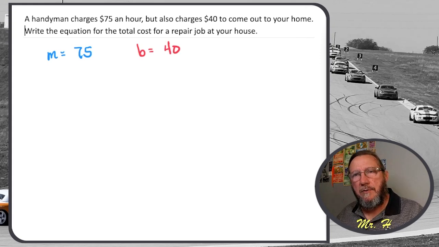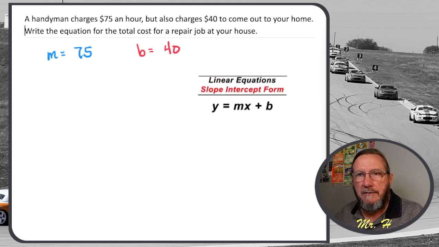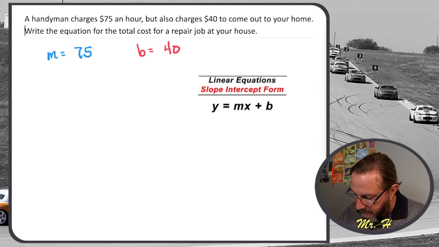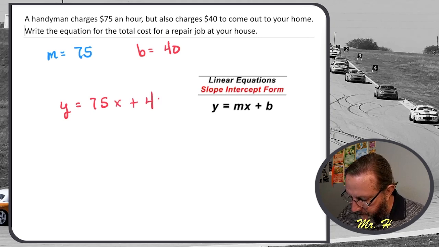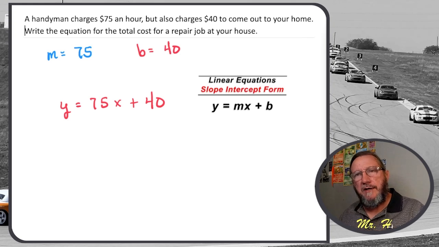So we have a slope. We have a y-intercept. So which equation do we use to create this equation? Which format? Yep, that's it. y equals mx plus b, the slope-intercept form. So we're simply going to plug these numbers in. We're going to get y is equal to m, which is 75, multiplied by x plus 40. It's plus 40 because $40 is a positive number. Okay. All there is to it.